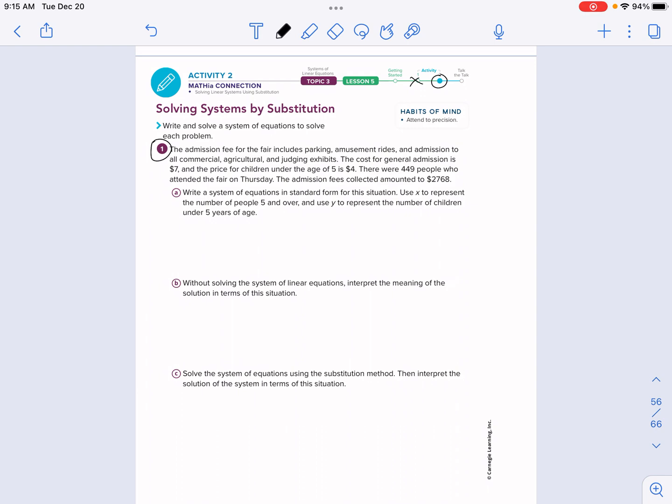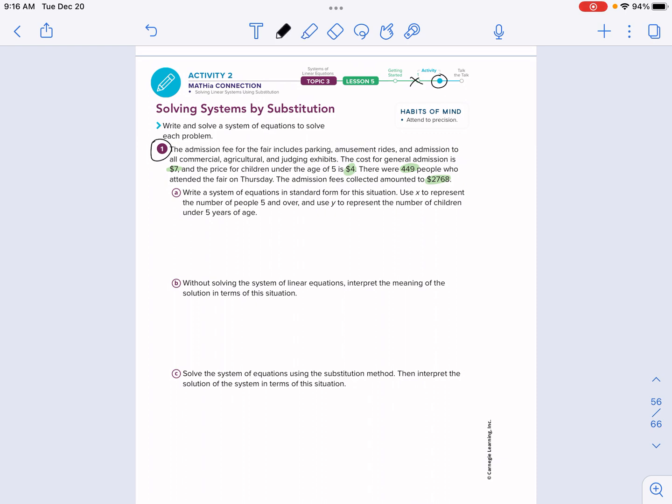Okay, so the context we have, it says the admissions fee for the fair includes parking, admission rides, and admission to all commercial and agricultural and judging exhibits. The cost for general admission is $7. Let's highlight that. The price for children under the age of 5 is $4. And then we also have how many people attended. There are 449 people who attended the fair on Thursday, and the admissions fees collected amounted to over $2,000.